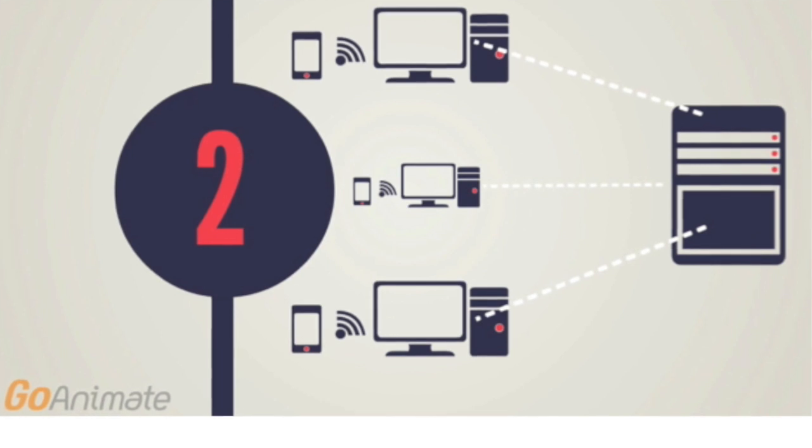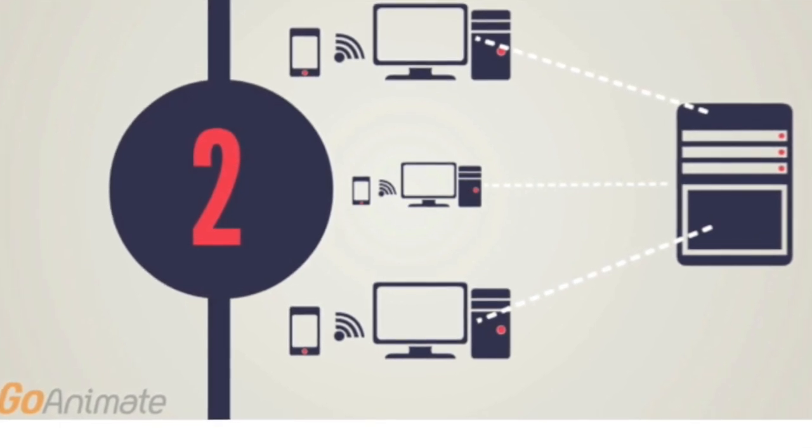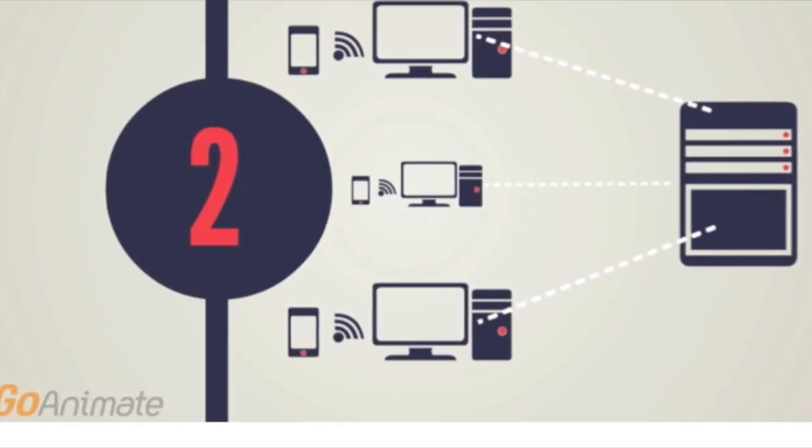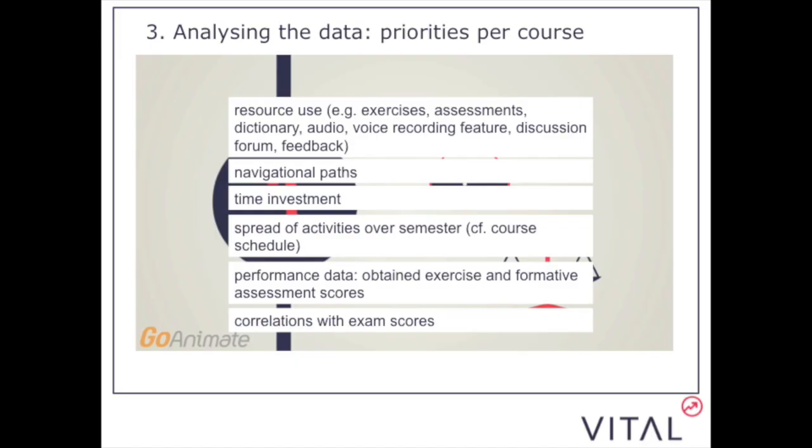Step 3 is analyzing the data according to the priorities that were set by the course teams in advance. So we have looked at resource use, navigational paths of students, time investment, spread of activities over the semester, and performance data, and finally correlations with exam scores. Step 4 is sharing the data, reporting the data through the use of dashboards, which I will show afterwards.